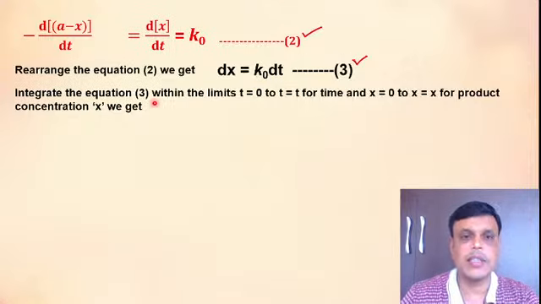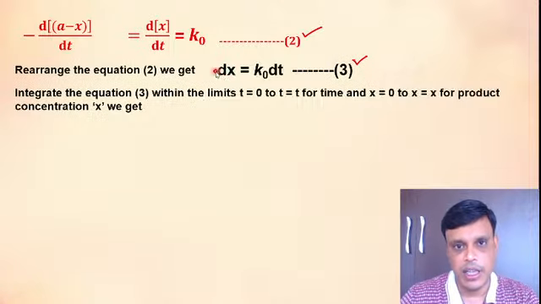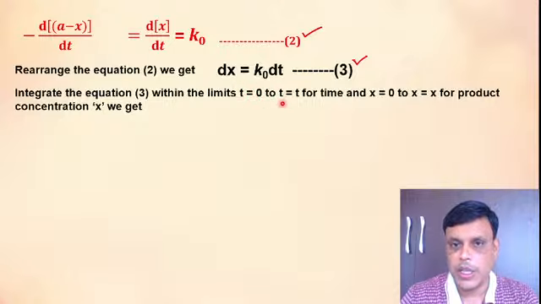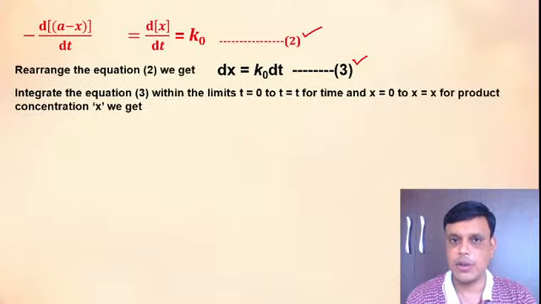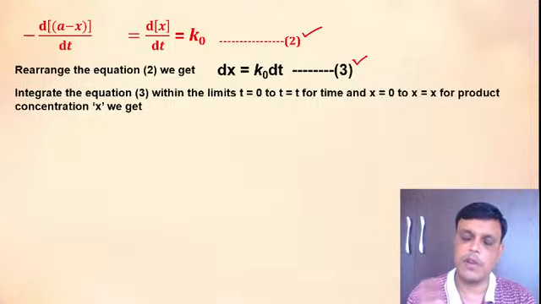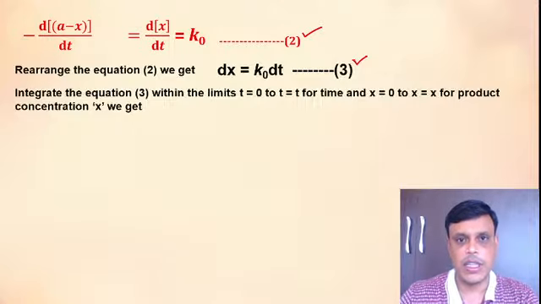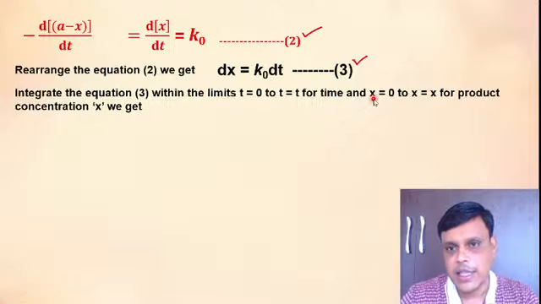Now what we have to do? This is a mathematical part. We have to integrate equation 3. This equation that you can see, we have to integrate within the limits. Which limits? Within the limits t is equal to 0 to t is equal to t. This is your time limit. So the starting time is 0 and the end time is t, for example 5 minutes, 10 minutes, whatever time we have decided. This is the limit for time, and x is equal to x.